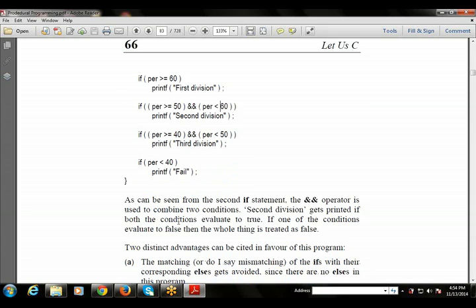As can be seen from the second if statement, the ampersand operator is used to combine two statements. So this ampersand, this AND, is used to combine the two conditions. Second division gets printed if both the conditions evaluate to true. If one of the conditions evaluates to false, then the whole thing is treated as false. That is, it checks whether both the conditions are true, then only the output is given. Otherwise the output is not given.